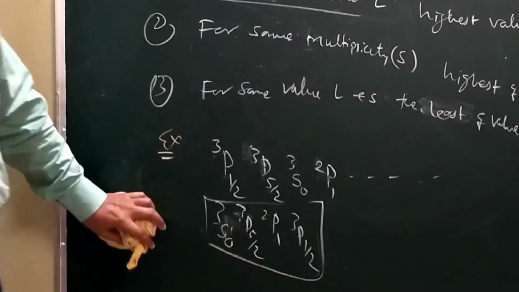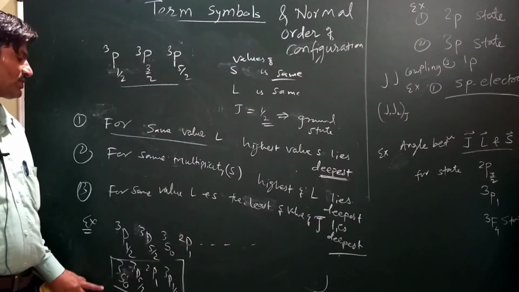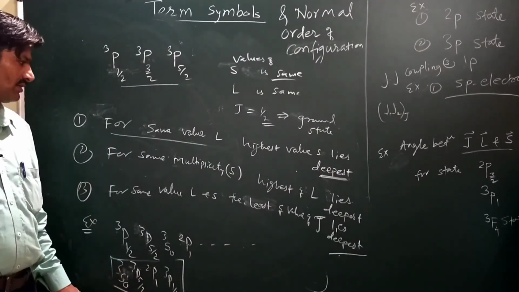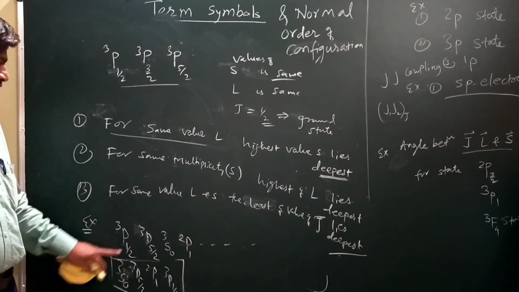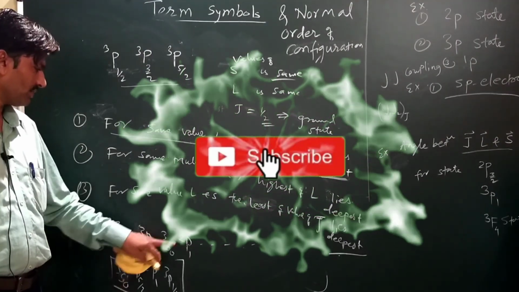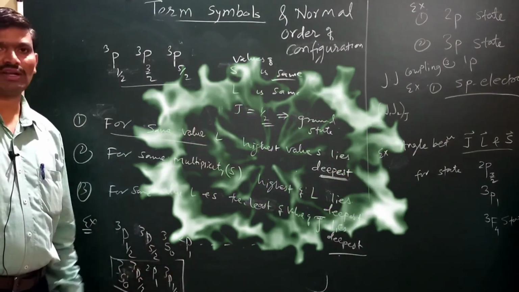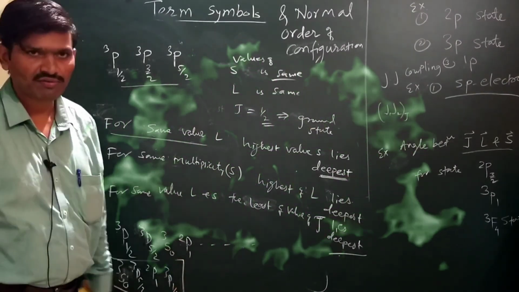So these are the rules to write the terms: which terms will come first and which will be at a lower energy level. Depending upon the energy level we can write these terms. So this is the normal order of that configuration. This is enough for today.